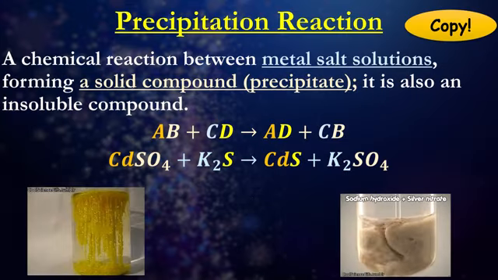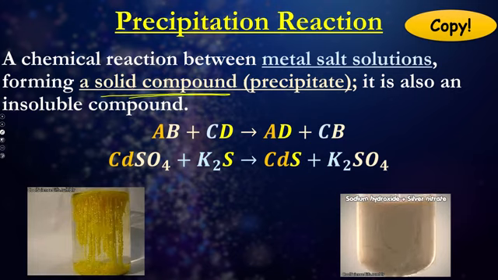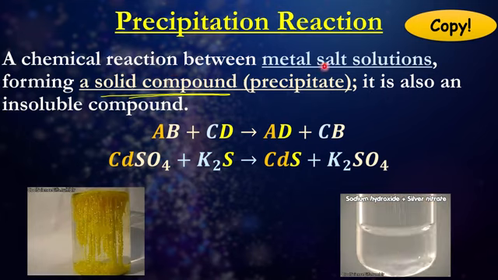Okay, so this is how we're going to define a precipitation reaction. You need to form a solid. A solid is one of the defining factors of a precipitation reaction, and it occurs between two metal salt solutions.